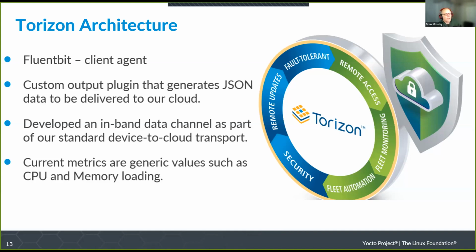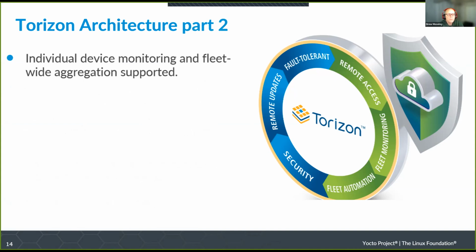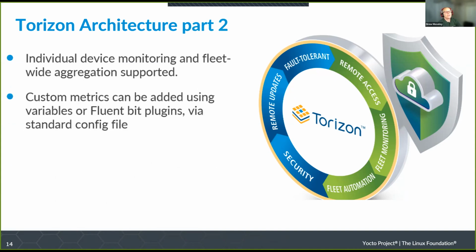Out of the box, we support generic metrics: CPU, memory, loading, that kind of thing. But it is currently only time series data. We are trying to figure out how to support logs and unstructured data as part of this, but that's not currently implemented in our server infrastructure. But since as a user of Torizon you have full access to the Fluent Bit configs and can do whatever you want with them, if you have your own service infrastructure, you can add your own custom metrics, and if you want to use a second output stream, you can easily support unstructured data that way.